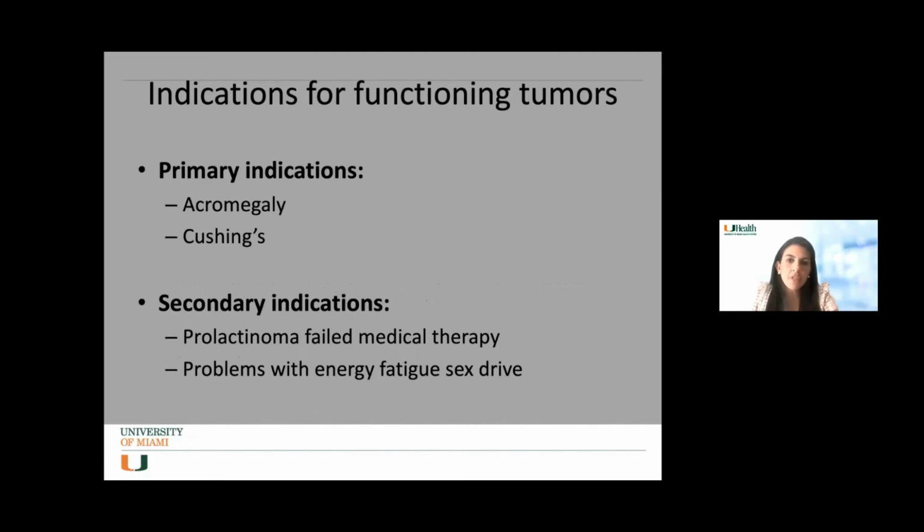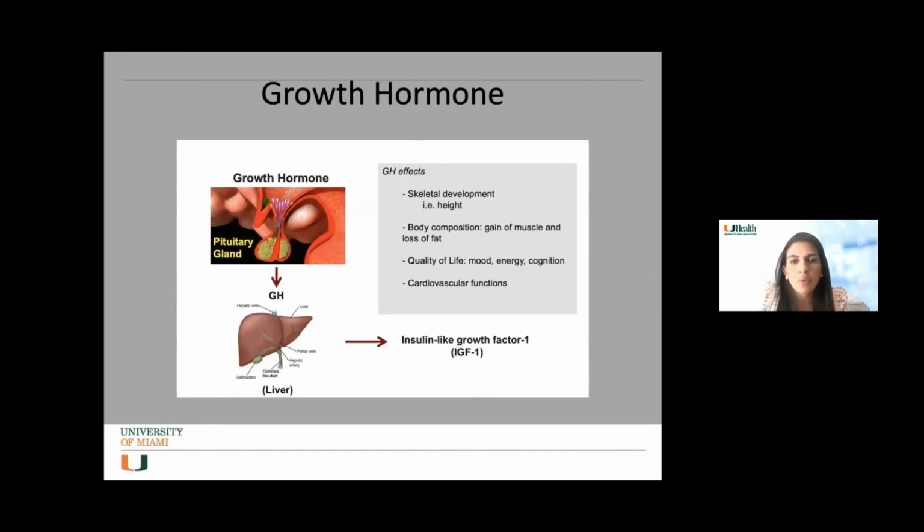So our primary indications for surgery in terms of functioning tumors are acromegaly and Cushing's, right? Because that has known impact in terms of life, mortality, and function. And then secondary indications would be prolactinomas that are failing medical therapy or are causing problems with energy, fatigue, sex drive, patients trying to get pregnant, whatever it might be, that might lead you to say, all right, we've reached our limit of what we can do with medical therapy and we need to turn to surgery. So first we'll talk about growth hormone in acromegaly.